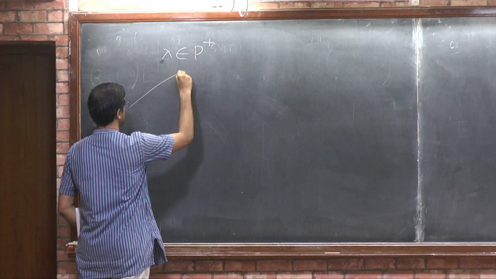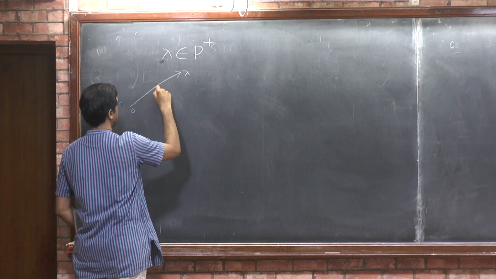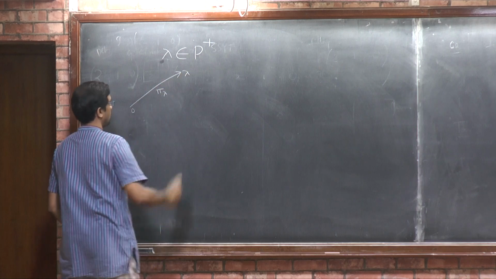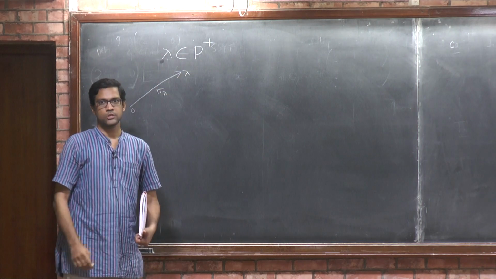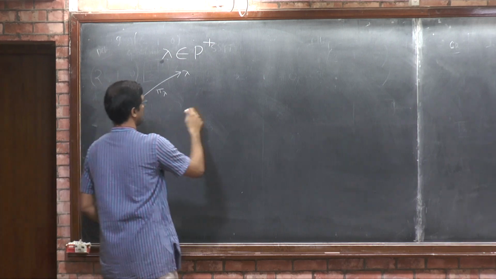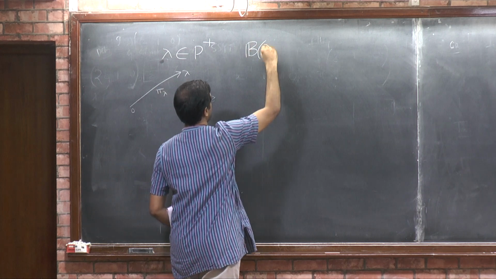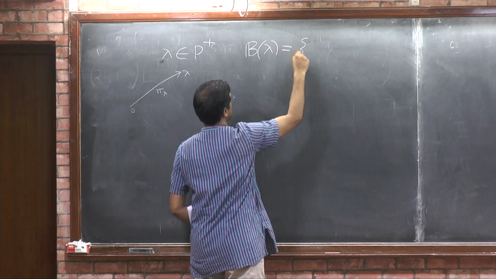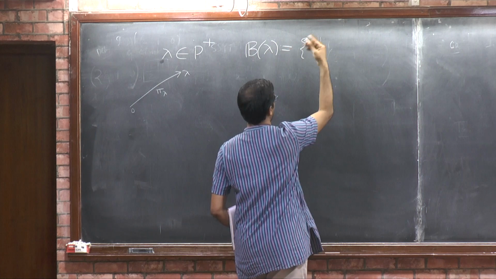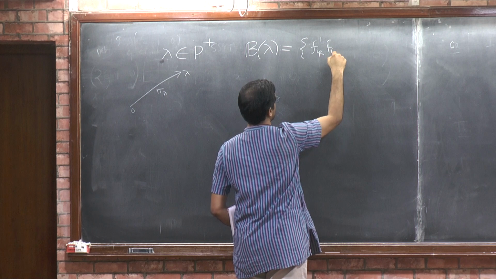Let's take the straight line path from 0 to lambda, we call this pi lambda, and we wanted to understand what sorts of paths you get when you act F_i's on this guy. Okay, so let me give that set a name. I'll call it B of lambda. This is just by definition the set of all paths obtained by repeated actions of F_i's on it.